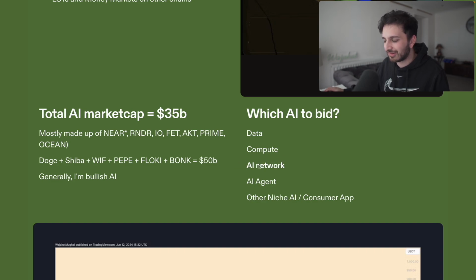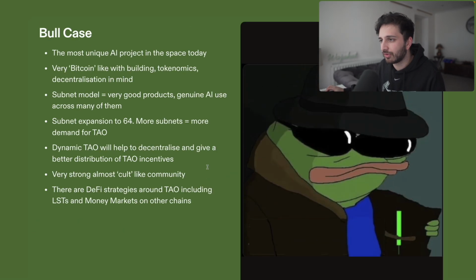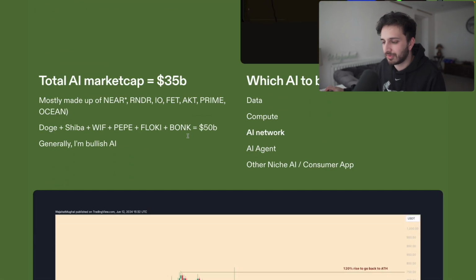And that's because the networks can combine all of the other sectors of AI into one. This is why we see things like layer ones and infra have such a premium, right? And I think the same thing could be applied to Bittensor and TAO. So all in all, because of this, I'm fairly bullish on Bittensor.